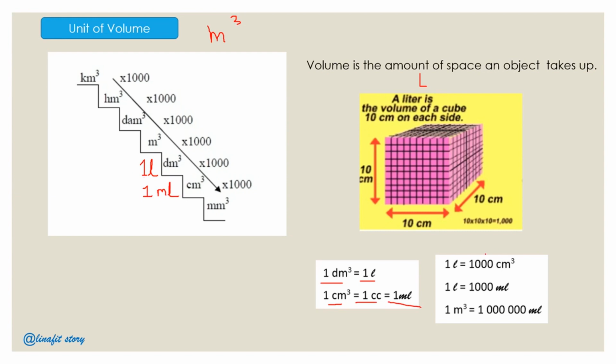If you want to convert from liter to cubic cm, remember that 1 liter is the same as 1 cubic dm. So if you want to convert it to cubic cm, you should go down one step. That means you should multiply by 1000. So 1 liter is equal to 1000 cubic cm. And then 1 liter is equal to 1000 milliliters. If you want to convert from cubic meters to milliliters, 1 cubic meter is equal to 1 million milliliters.